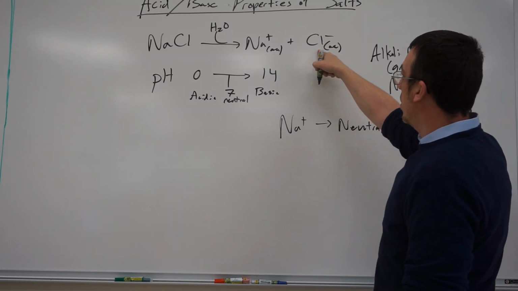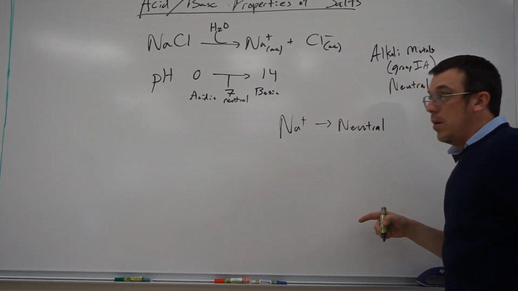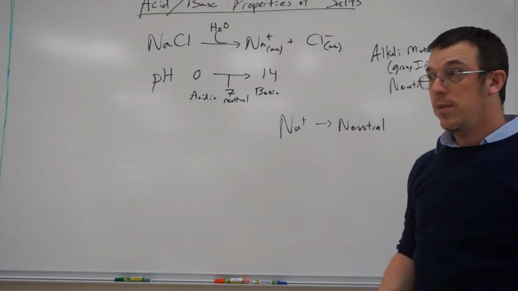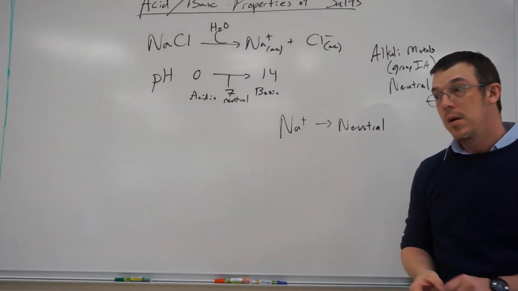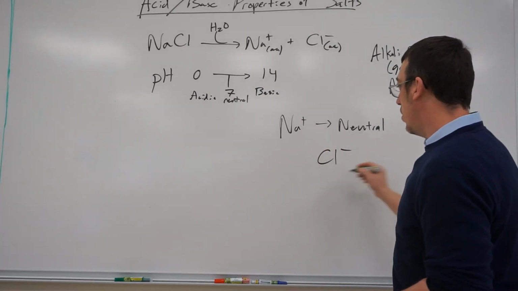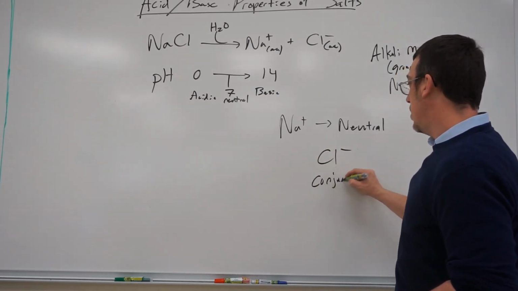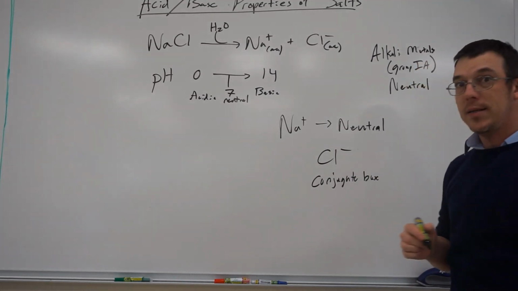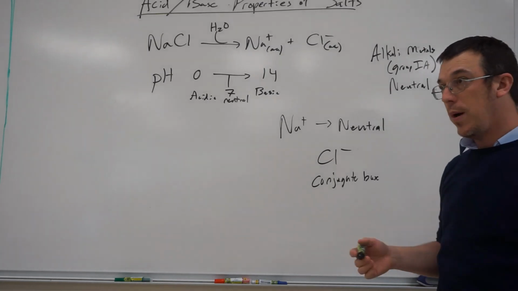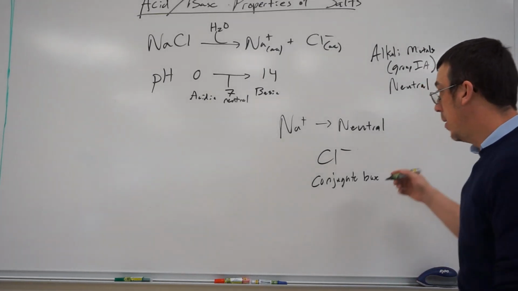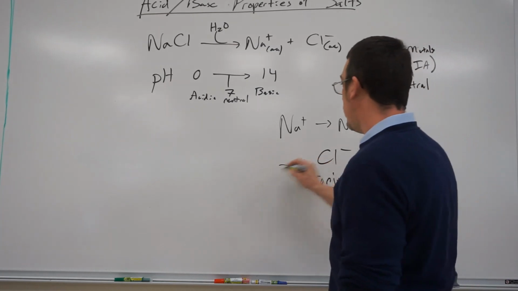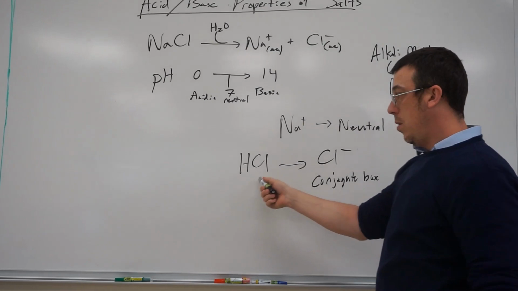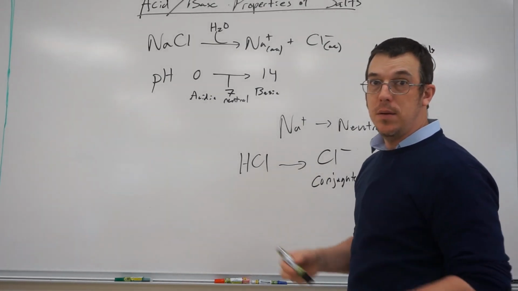Now, we go and look at the chlorine. We have to ask ourselves the question as to where does the chlorine come from? You're probably saying, what does that even mean? Well, chloride is the conjugate base of which acid? Right, if you said HCl, then you're correct. Chloride comes from HCl.